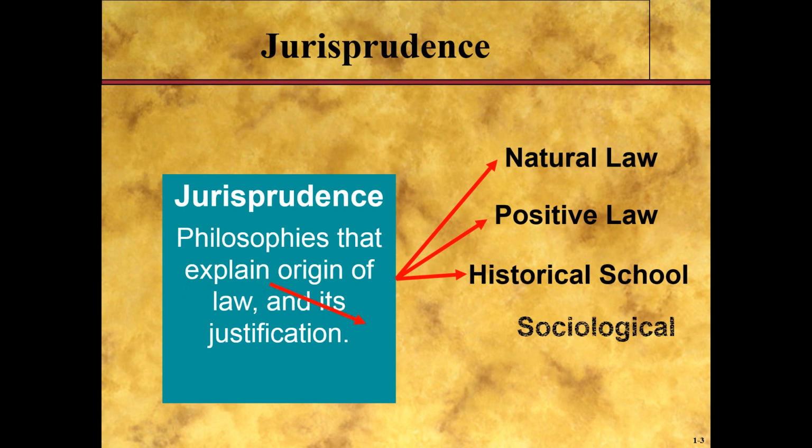Now I want to compare and contrast two other philosophies, historical school and sociological school. The historical school would say, something's been working for years, why change it? It works, let's leave it alone. A great example of this might be the law of wills.